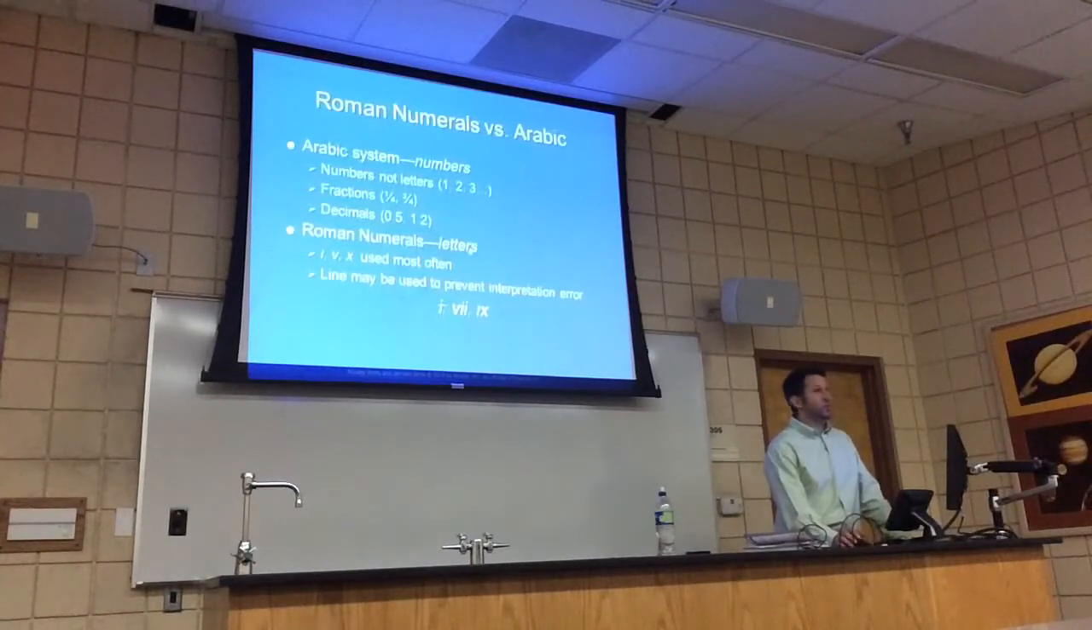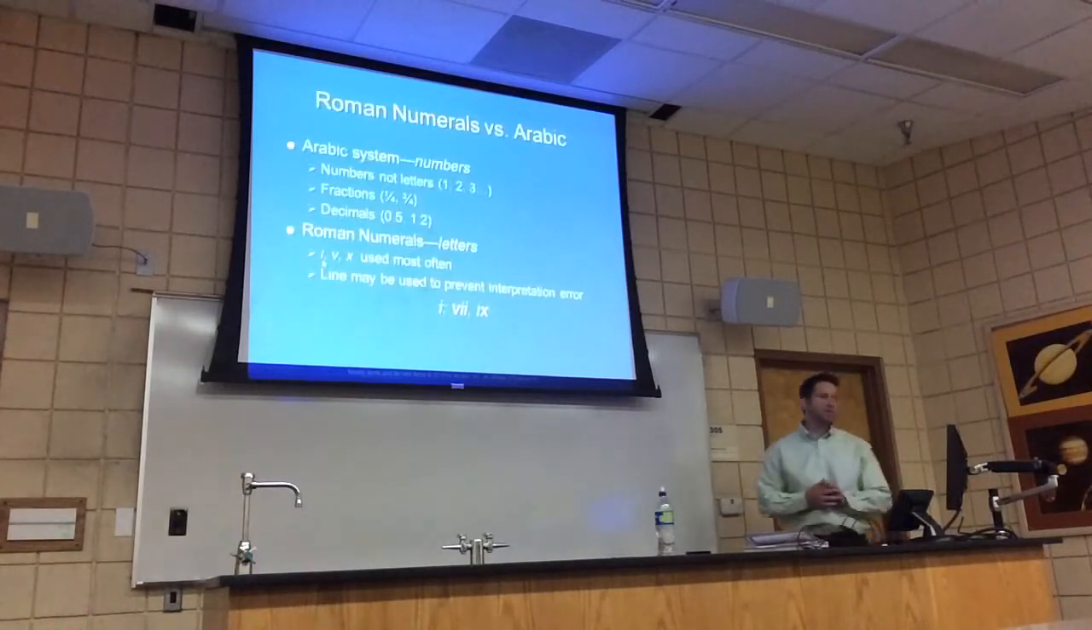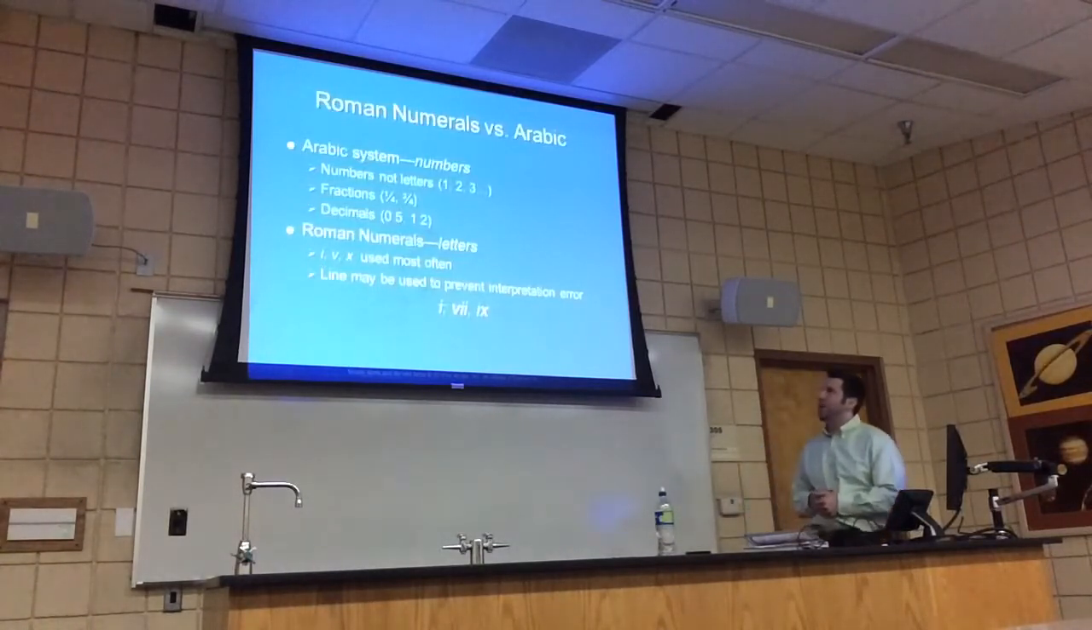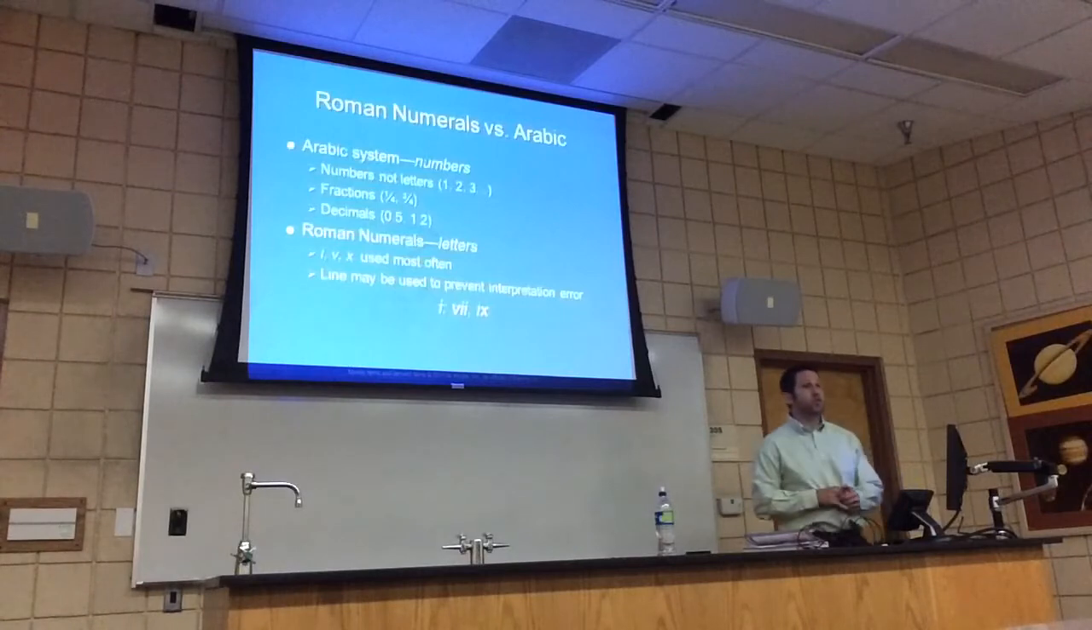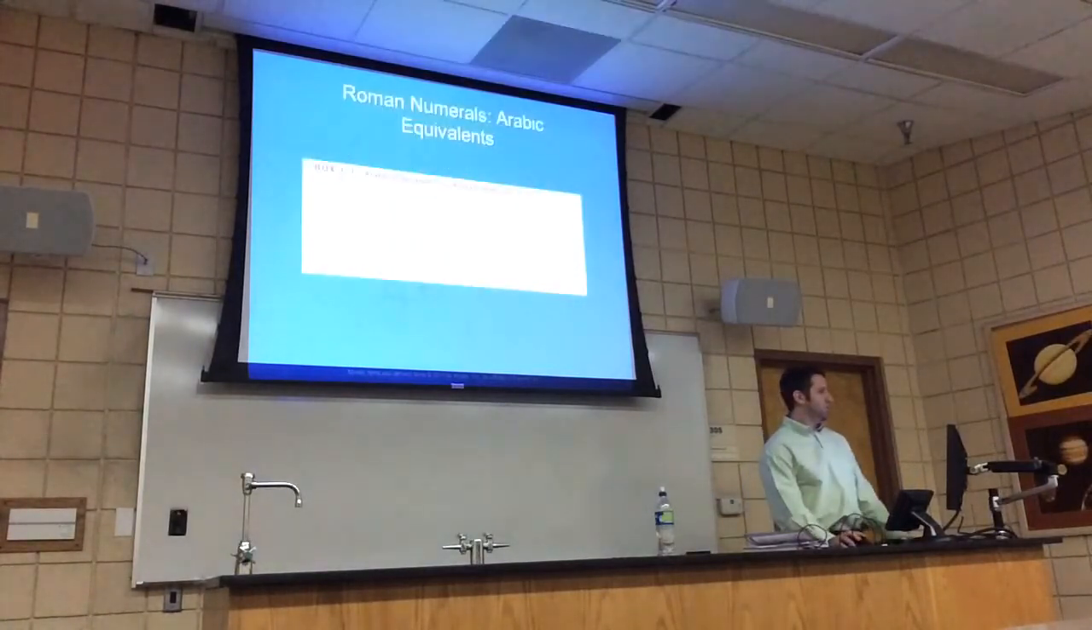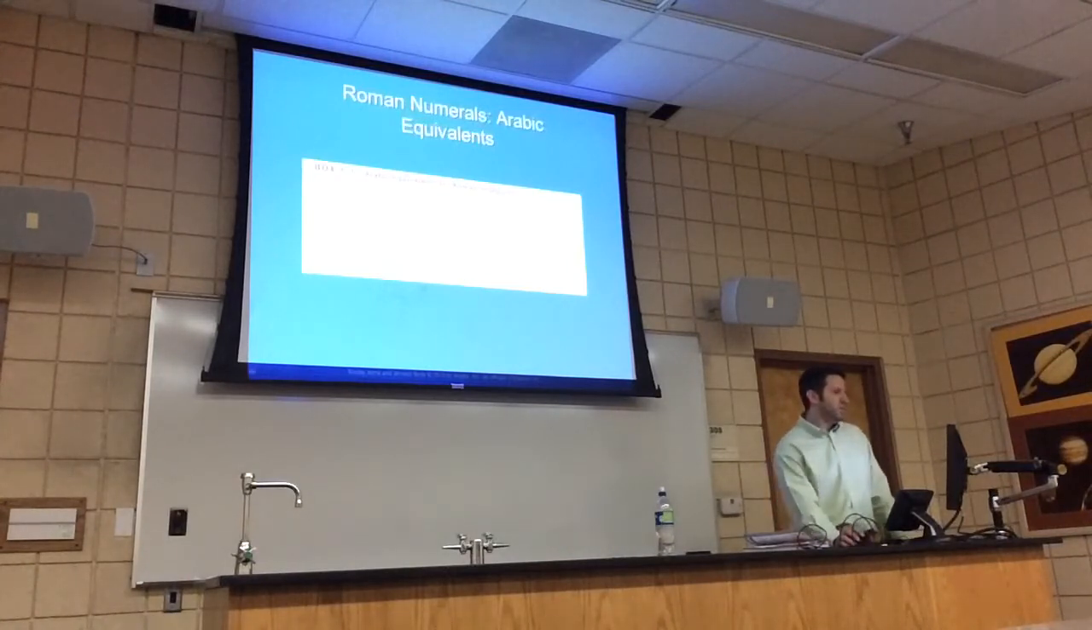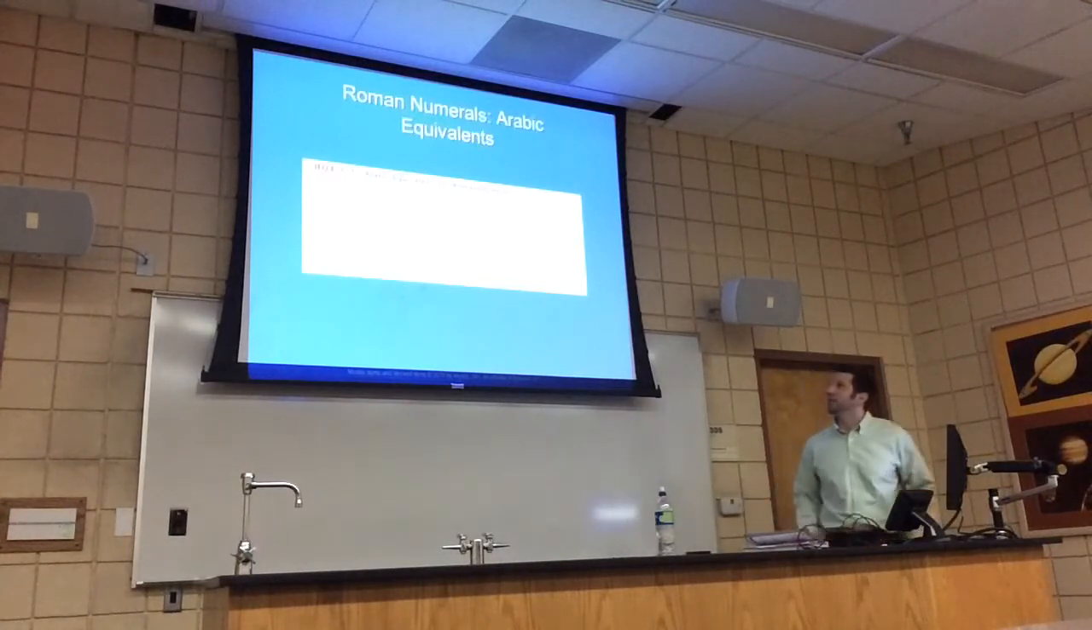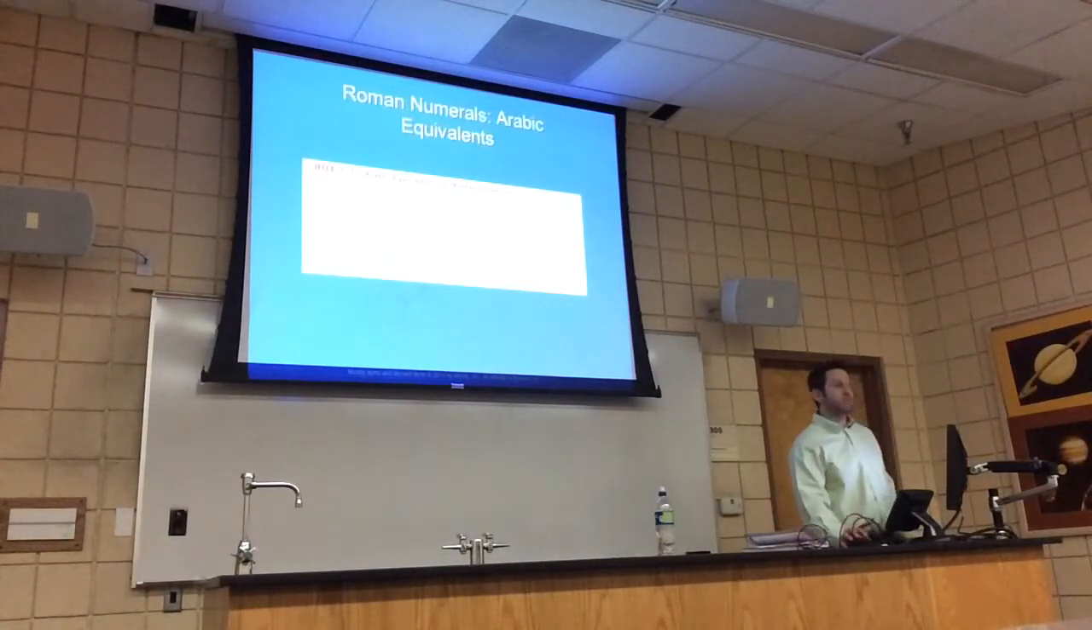Roman numerals use letters to represent value. So the most common ones are I, V, and X. Some other ones that you might see are, what are they? L, C, D, and M. Okay, those are all in your book on a table that looks like this. So just remember, this is in your book, so if you can't see it up there, you can follow along.